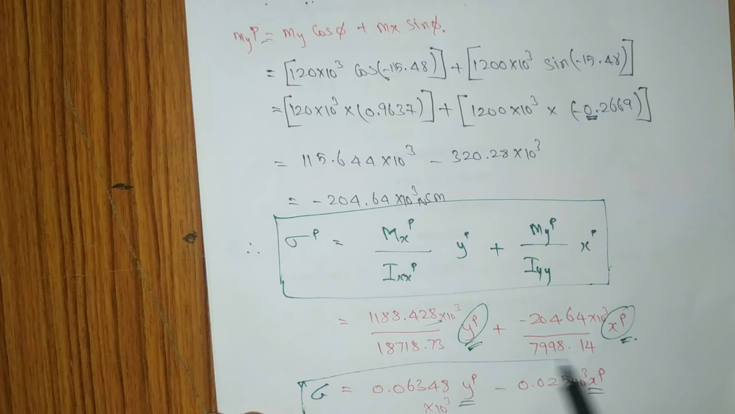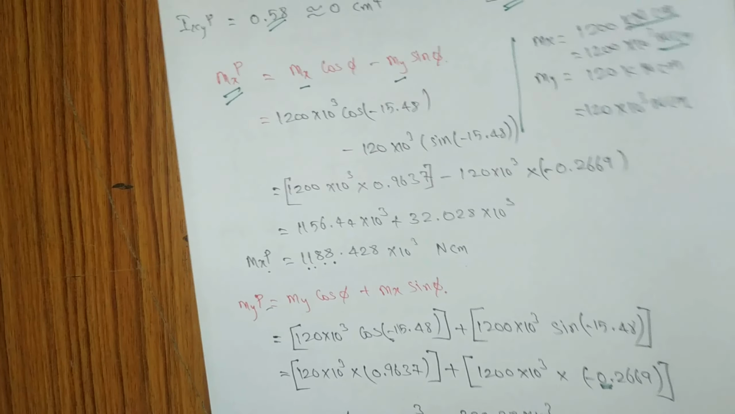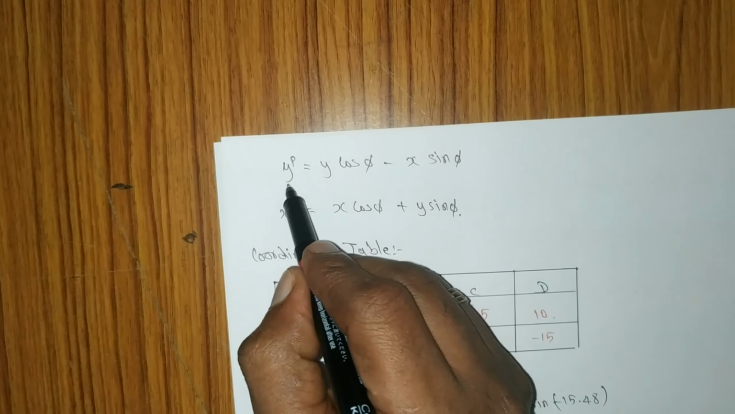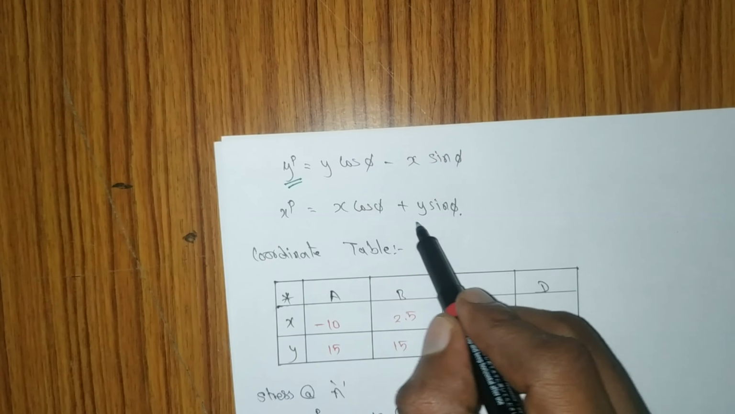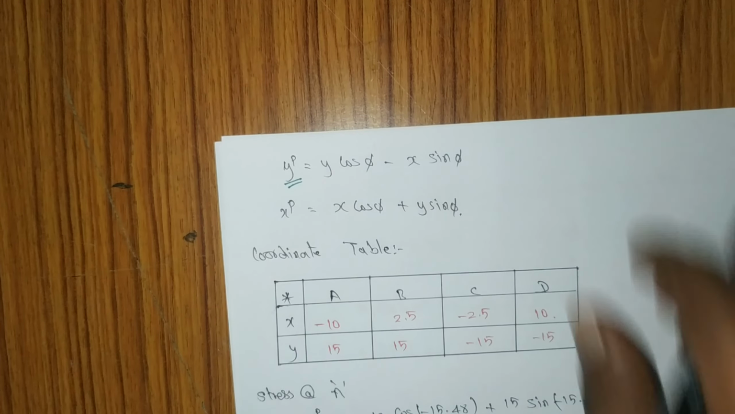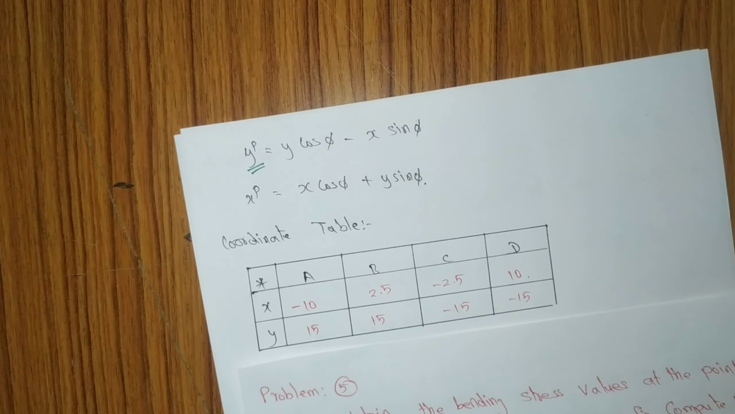So sigma equal to, we find the equation in terms of x and y in terms of p. So we need to find out what is x, what is y. That we have a separate formula for x comma y for the principal axis method. We know the formula: yp equal to y cos pi minus x sin pi, xp equal to x cos pi plus y sin pi. So we need to find the coordinate table. This value you need to find out from the diagram, then only you will be able to understand this x comma y value, right?